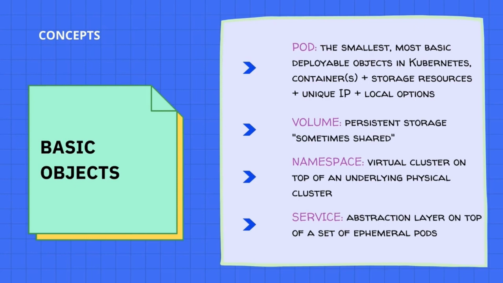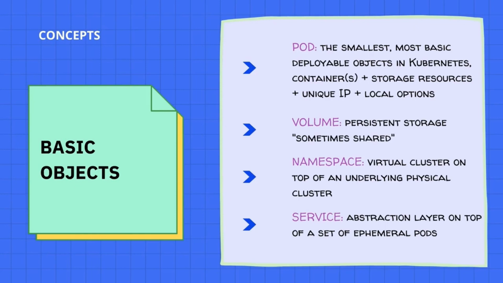Volumes. Volumes are the persistent storage, and they can sometimes be shared between multiple running pods also. Namespace. Namespace is a concept where we can have a virtual cluster running on top of an actual physical cluster. With the help of namespace, we can achieve that.